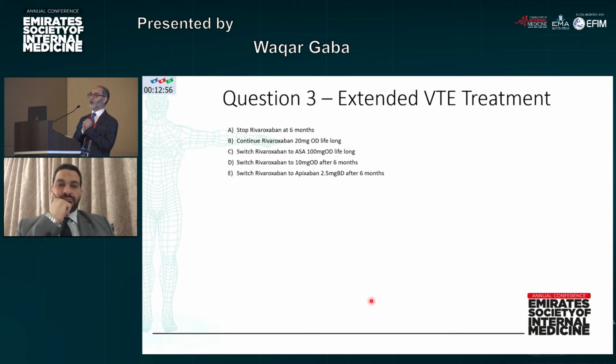So quite a good few number think that we should just stop at 6 months, okay? Raise hands for continuing lifelong. So I'm glad that not many of you want to just continue for lifelong. Switch rivaroxaban to aspirin lifelong. So a couple of people actually do want to switch it to aspirin. Switch rivaroxaban to 10 milligrams, so go on a lower dose. So there are a few who would like to go on a lower dose after 6 months. Switch rivaroxaban to apixaban after 6 months. So there are a few again who want to go to apixaban. Okay, so we'll go through a few further slides to try to explain this.